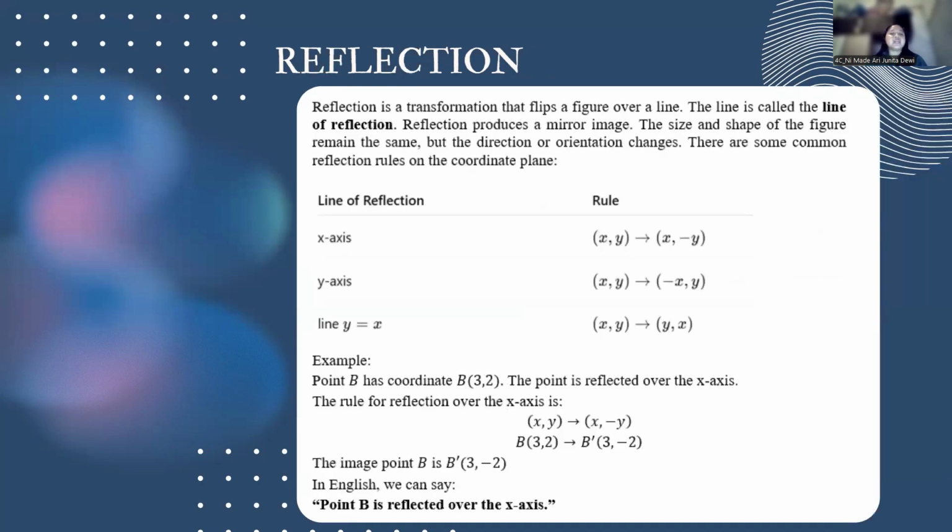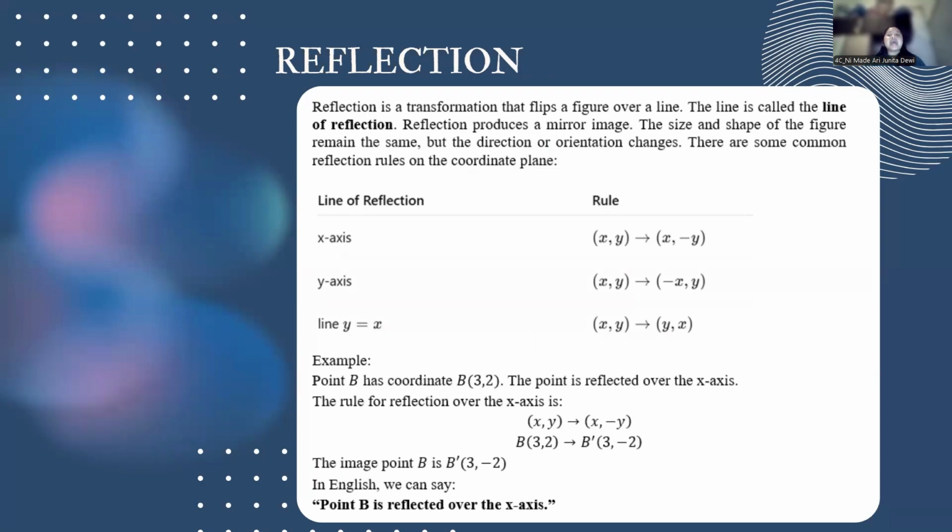And now the next material is the reflection, the second type of transformation. Reflection means flipping the figure over a line. The line is called the line of reflection. Reflection produces a mirror image.